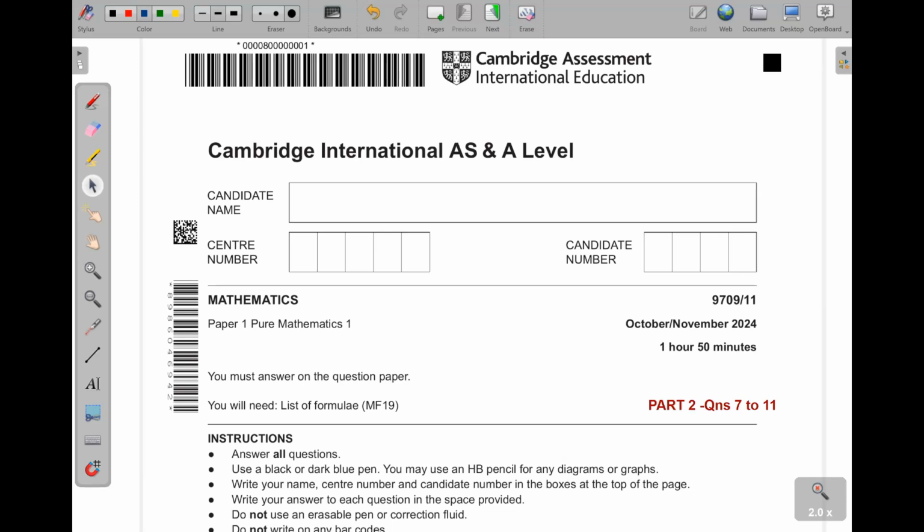This is Teacher Simon taking you through Cambridge International AS and A-Level Pure Mathematics 1 for October/November 2024, paper 1-1, for questions 7 to 11.